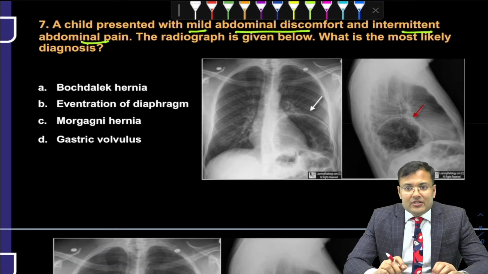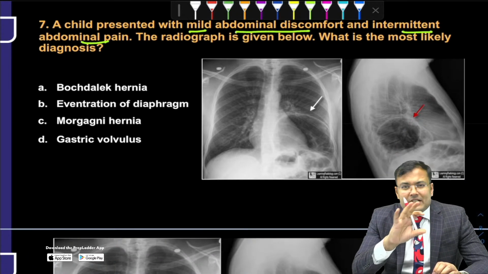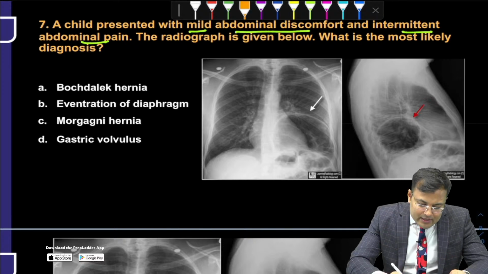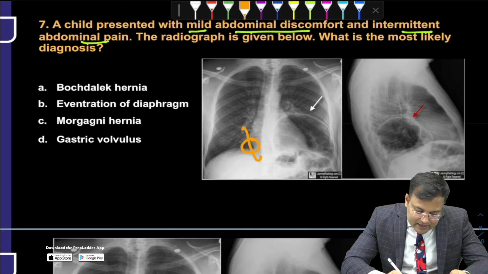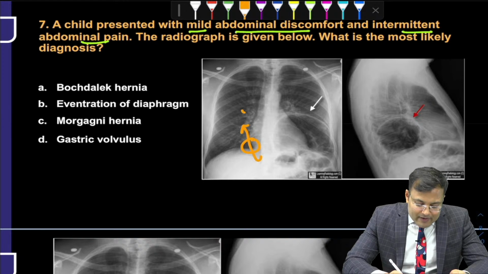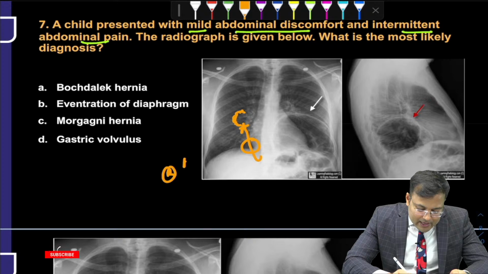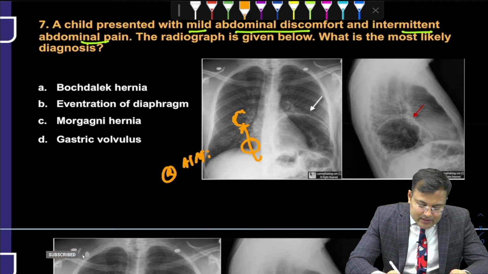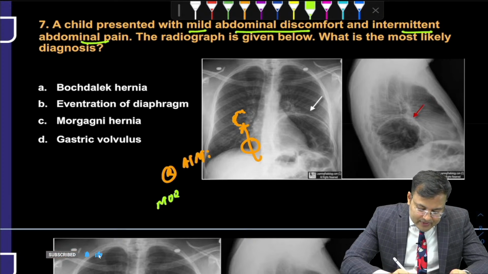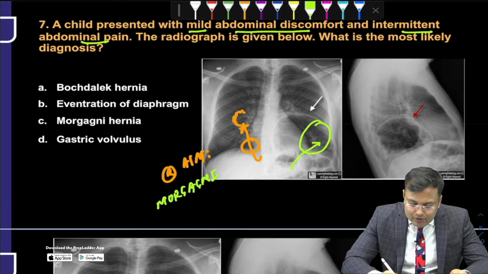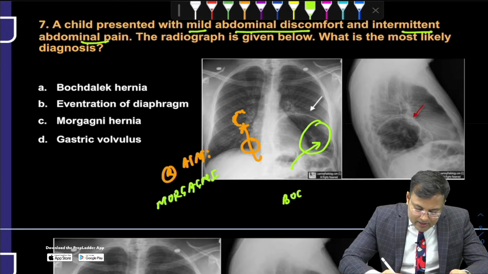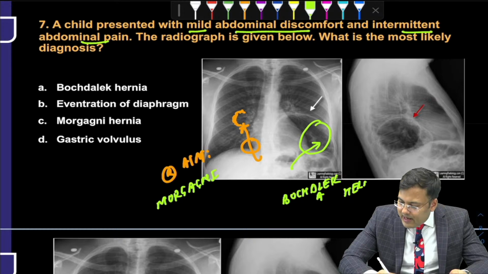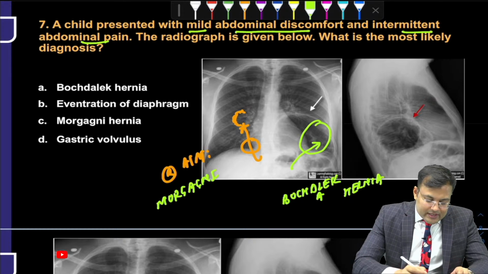Clear? So see the image. These kinds of images are asked and it's very easy to crack the question. If you find the defect and herniation in this particular region, which is right anterior medial, this hernia is known as Morgagni hernia. And this is a left posterior lateral defect, so this is Bochdalek hernia. What is the name? This is Bochdalek hernia. Clear? So what is the correct answer here?